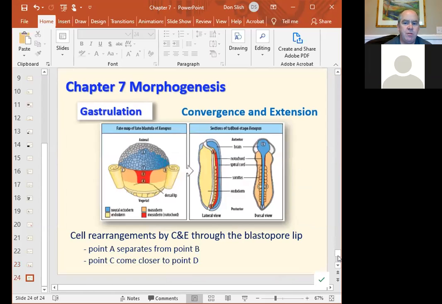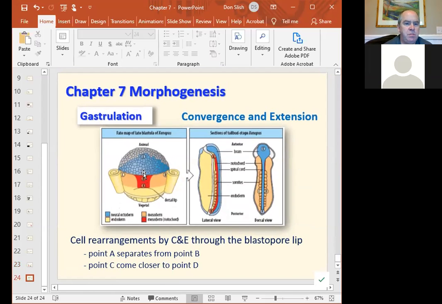So let's look at 24. So here's B and A on top of each other. Now A is going down and in and across the roof there of the blastopore. And when it does that, A ends up at the leading edge of that gastrulation, so it ends up anterior. B stayed where it was, so it's posterior. And so you had this A and B that were right next to each other, and as it moves, now they're apart from each other.